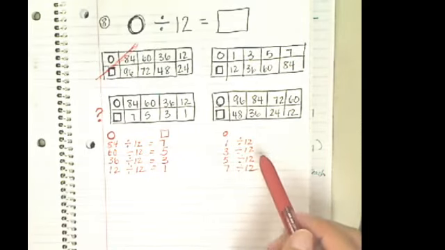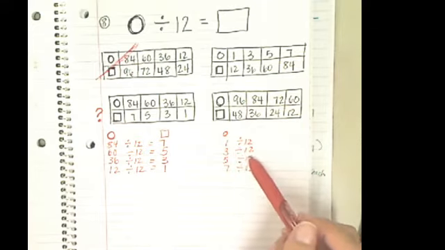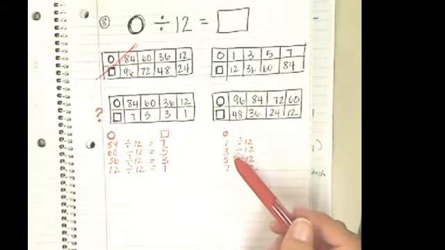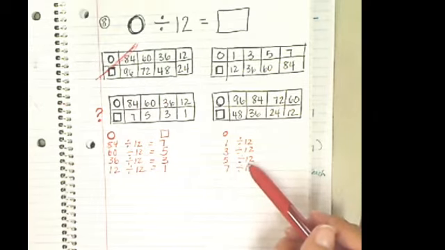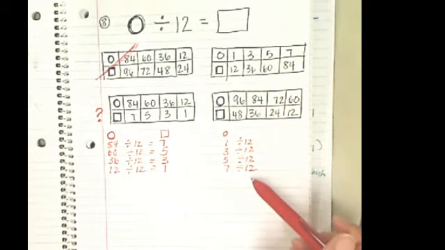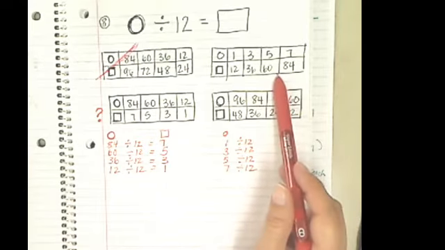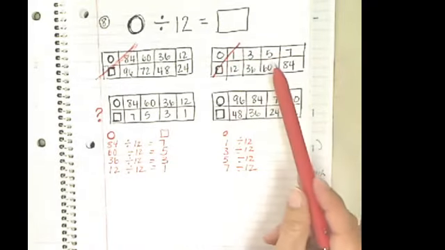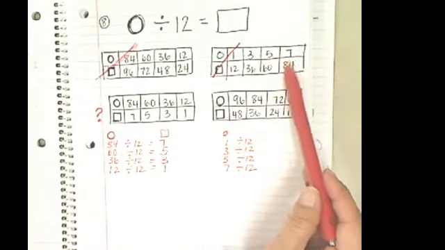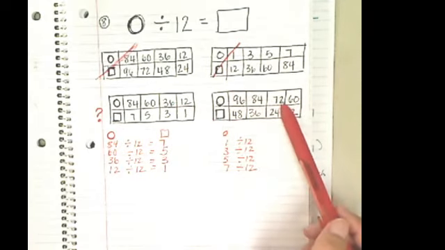So since the operation doesn't work, 3 cannot be divided by 12, not to get a whole number. 5 divided by 12, that doesn't really work. 7 divided by 12, not without getting fraction answers. So definitely this one right here is not one that works. You need to be very careful. Sometimes they'll switch up the values just to see if you're paying attention, okay?